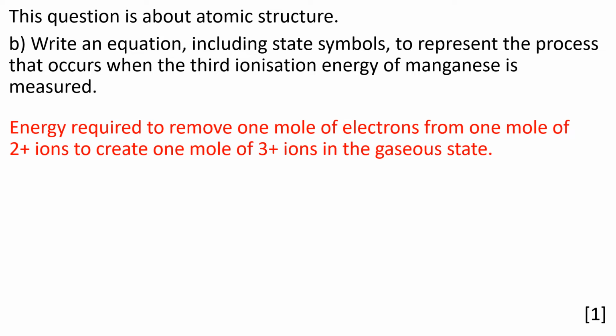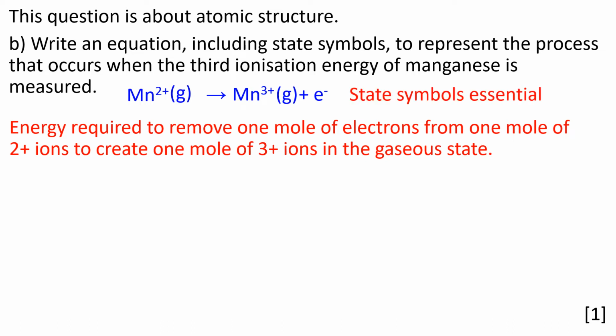So third ionisation energy is the energy required to remove 1 mole of electrons from 1 mole of 2+ ions to create 1 mole of 3+ ions in the gaseous state. The gaseous state is essential. So there we've got our 2+ ions going to 3+ ions, and we can see that the electrons are being removed. Now for only 1 mark, that is not worth the mark at the moment. State symbols are absolutely essential.